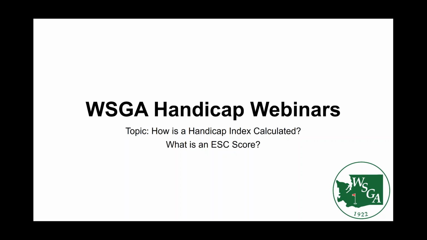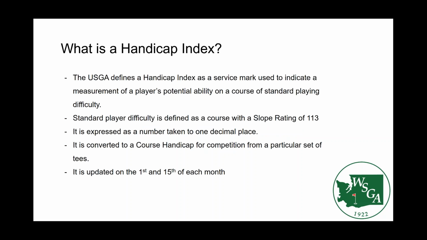To start out with, what is a handicap index? The USGA's definition is a handicap index is a service mark used to indicate a measurement of a player's potential ability on a course of standard playing difficulty. Now, the two key things here to remember is that the handicap index is about a player's potential ability, and it's based off of the standard playing difficulty of a golf course. So the difficulty of your golf course does come into play when calculating a handicap index.